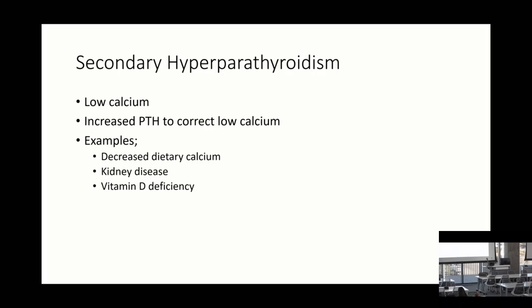Also, kidney disease, where you're not converting enough of the vitamin D or the kidneys are not functioning optimally for calcium metabolism. Or if you have vitamin D deficiency, not enough vitamin D. So these are all different causes of secondary hyperparathyroidism. As you can tell, all of these things are outside of the parathyroid gland. They are defects that lead to low serum calcium. And because of the low serum calcium, the parathyroid glands respond to increase the PTH secretion.